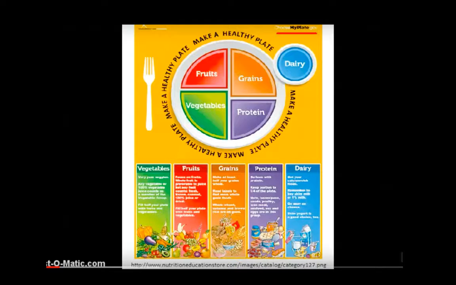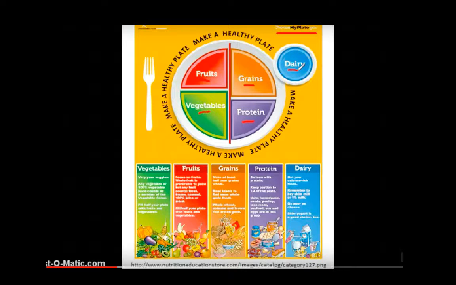Now we're going to talk a little bit about the actual plate. As you can see, it's a lot more user-friendly than the pyramid. It's divided into sections. A good way to remember what you should be eating every meal is to divide your plate in half. Now, half of your plate should be fruits and vegetables, and the other half should be grains and protein. And also, you want to make sure you include dairy in each meal.